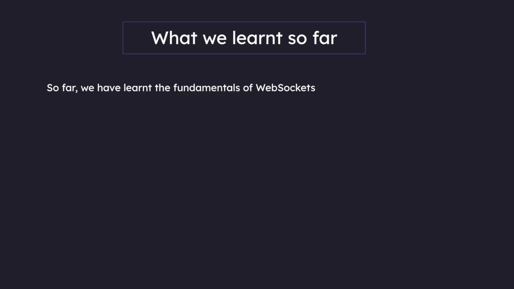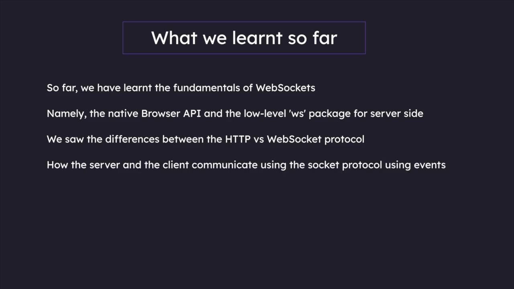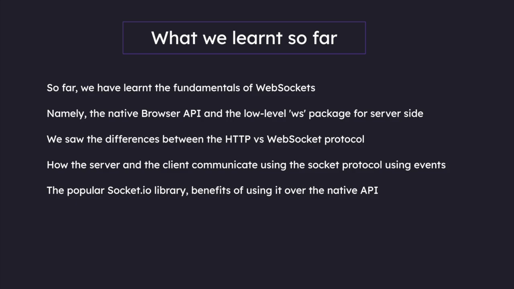So far, we have learned the fundamentals of WebSockets, namely the native browser API and the low-level WS package for the server side. We saw the differences between the HTTP protocol and the WebSocket protocol. We also saw how the server and the client communicate with each other using the socket protocol using something called events. We also talked about the popular Socket.io library and the benefits of using it over the native API.